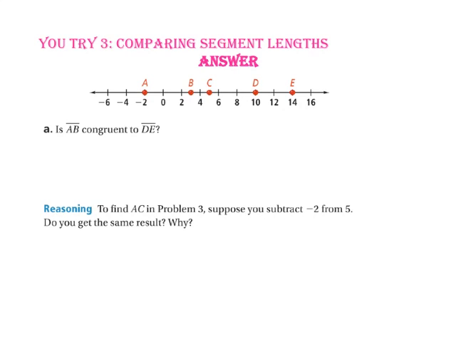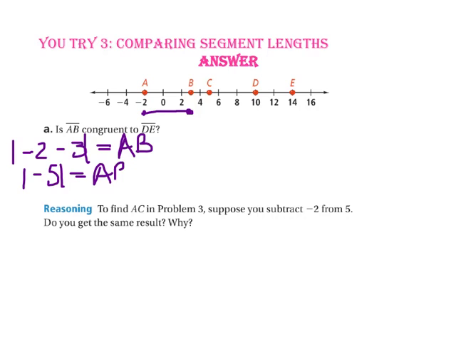Let's check your answer. Is segment AB congruent to segment DE? Well, here's segment AB. It starts at point A at coordinate -2 and it ends at point B at coordinate 3. Let's take the absolute value of the difference of the two coordinates, -2 minus 3, and that will give us the length of segment AB. -2 minus 3 is -5, and the absolute value of -5 is 5. So the length of segment AB is 5.